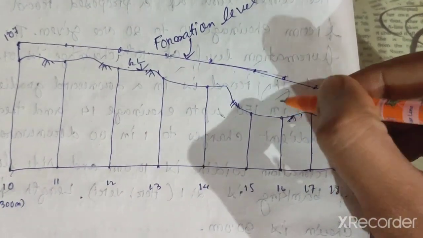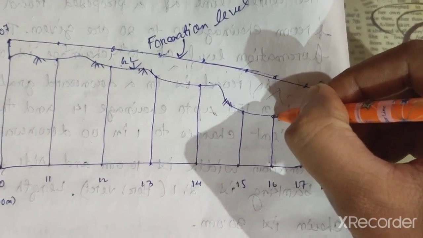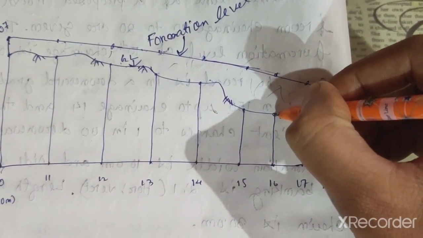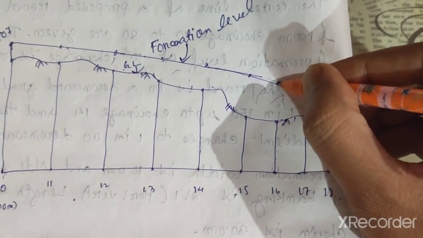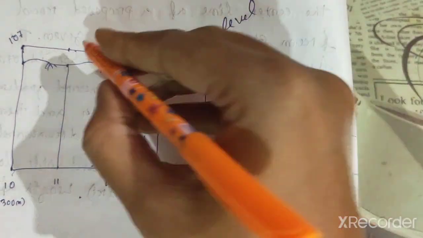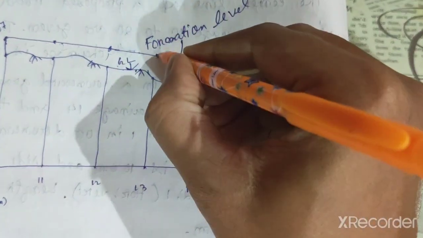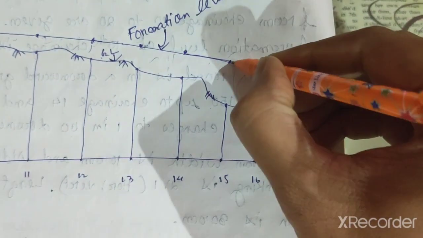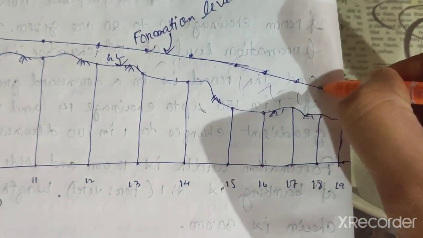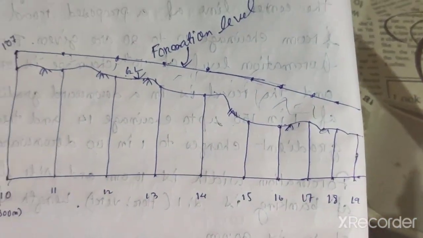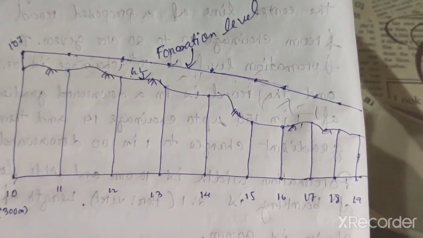We don't know this RL. We know the RL of this existing ground level point, but we don't know the RL of the corresponding formation level. So at each and every station, we need to find out the RL of the formation level. So how are we going to find out?